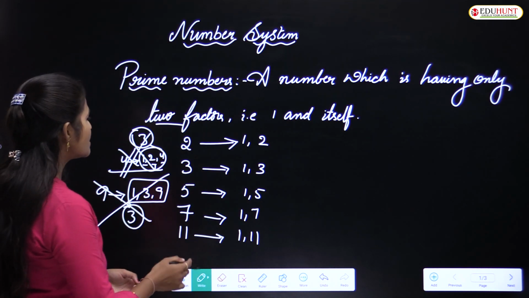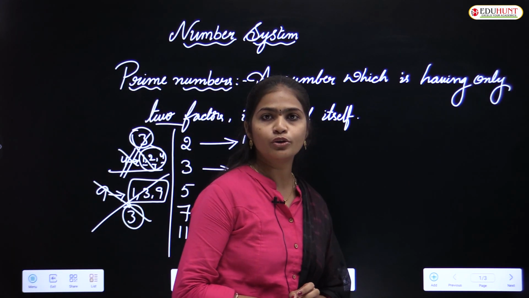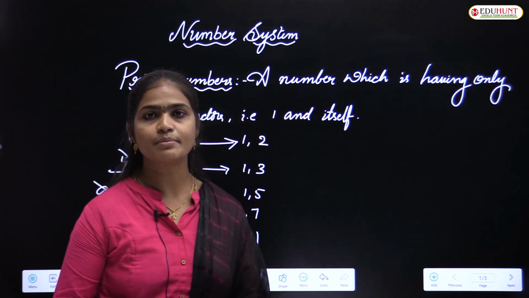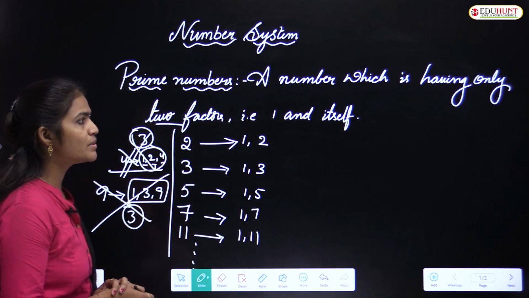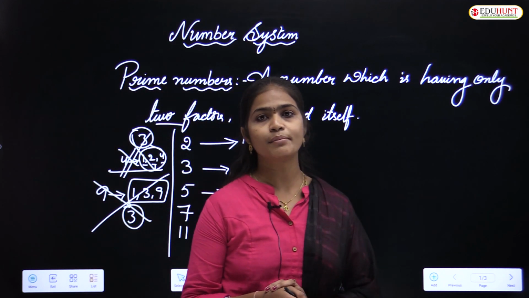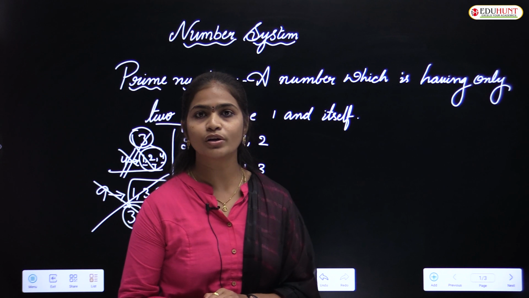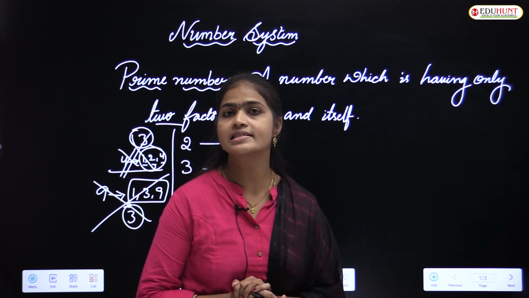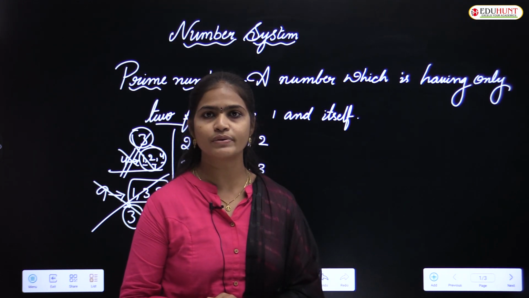So that's why these numbers have only 2 factors. That's why we call these numbers prime numbers. So how many prime numbers are there, and how do we recognize whether a given number is prime or not? In 6th class we have one method, the sieve of Eratosthenes, which we will discuss in the next video.